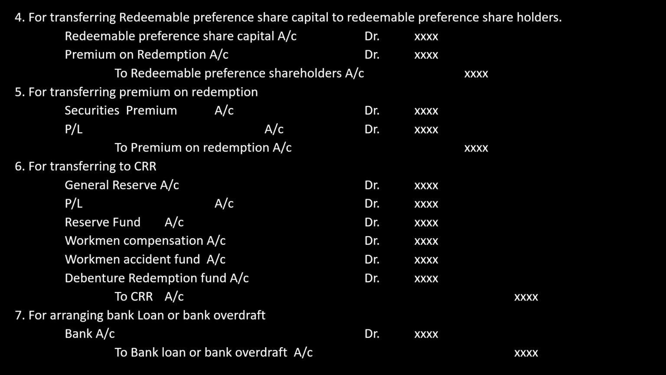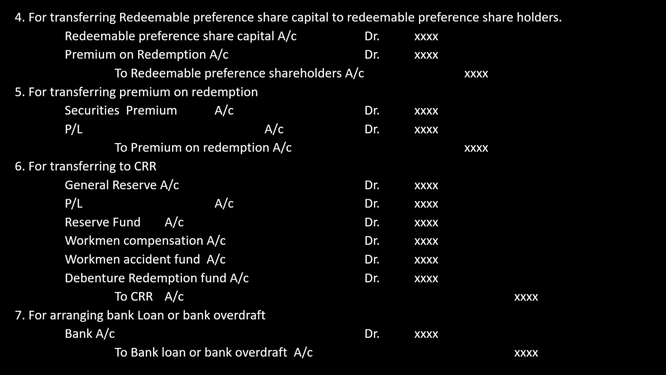Then the fourth entry, for transferring redeemable preference share capital to redeemable preference shareholders. This entry will be there for every sum. Without this entry, you can't do the sum. The basic entry is: redeemable preference share capital account debit, premium on redemption account debit, to redeemable preference shareholders. It is nothing but a transfer entry.